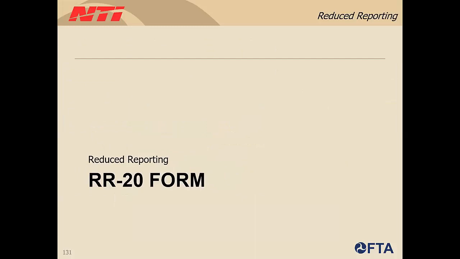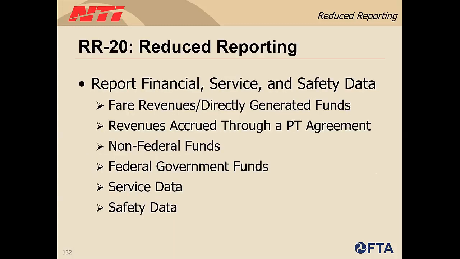Now we will cover the RR20 Reduced Reporting Form. This form will include financial, service, and safety data. There are several sections on the RR20 form, including fare revenues and directly generated funds, revenues accrued through a PT agreement, non-federal funds, federal government funds, service data, and safety data.